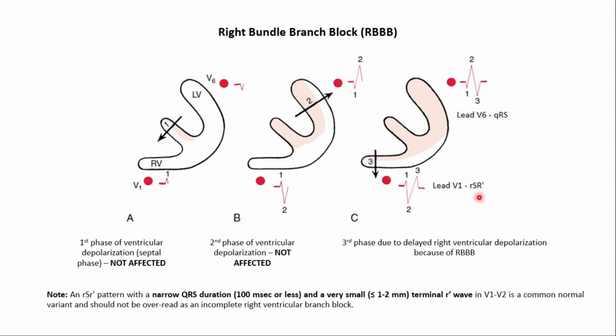Now this R is greater than 1 to 2 millimeters of height, and the QRS complex is greater than 0.1 seconds, or 100 milliseconds. So if there is a narrow QRS duration and a very small terminal R wave, then the RSR pattern is a normal variant. It is not because of right bundle branch block.